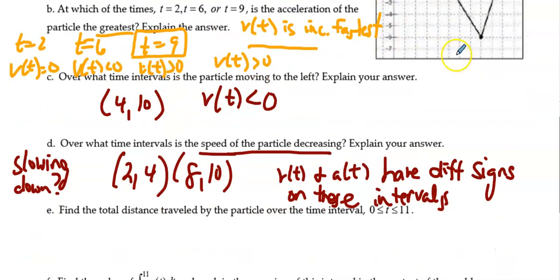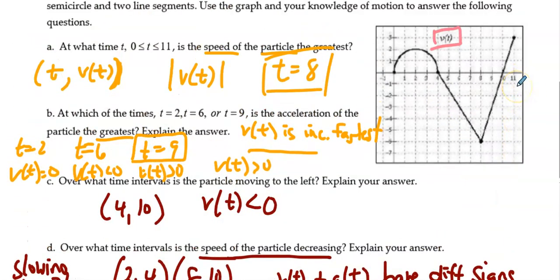Let's look at question number E. Find the total distance traveled by the particle over the time interval from 0 to 11. So this is, again, going to be a good question. Yes, total distance. So what we want to do here, ladies and gentlemen, is find the area of this, and find the area of this. Remember, we're going to keep it positive because we're looking for total distance, and then we're going to find the area of this. That's all we're going to do using algebra.